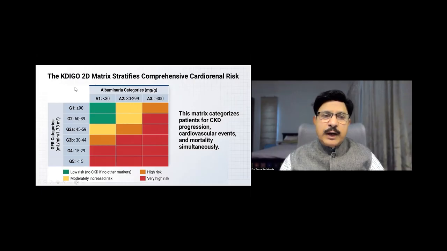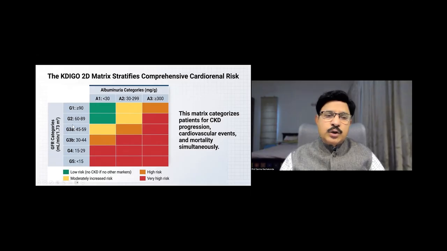Now you see the matrix. The KDIGO 2D matrix is important. On one axis we have the albumin, the other axis we have the glomerular function. Glomerular function more than 90, 60 to 89, 45 to 59, 30 to 44, 15 to 29, and less than 15.